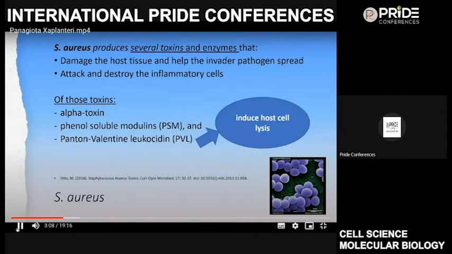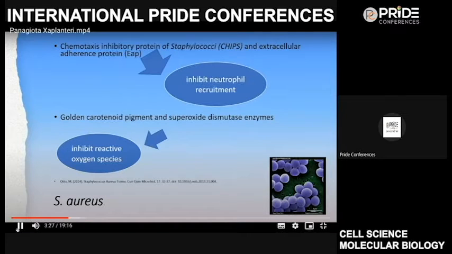Staphylococcus aureus produces several toxins and enzymes that damage the host tissue, help the pathogen invade and spread, and also attract and destroy the cells. Of those toxins, alpha-toxin, phenol-soluble modulins, and Panton-Valentine leukocidin induce host cell lysis. Chemotaxis inhibitory protein of staphylococcus and extracellular adherence protein inhibit chemotaxis. Both carotenoid pigment and superoxide dismutase enzymes inhibit reactive oxygen species.